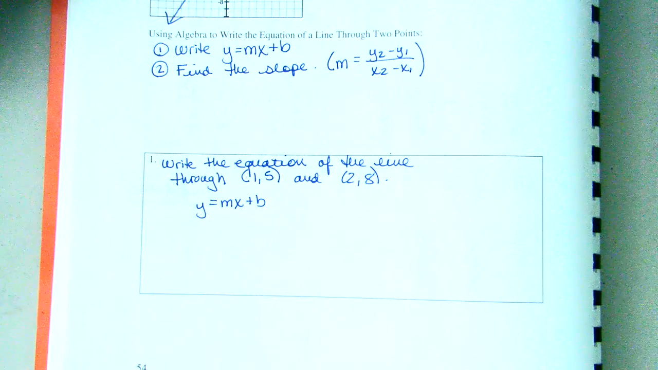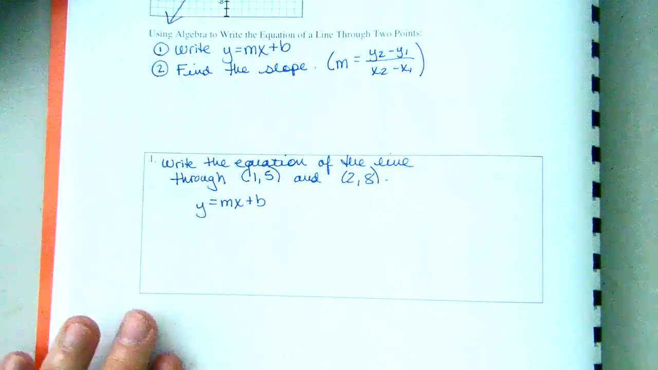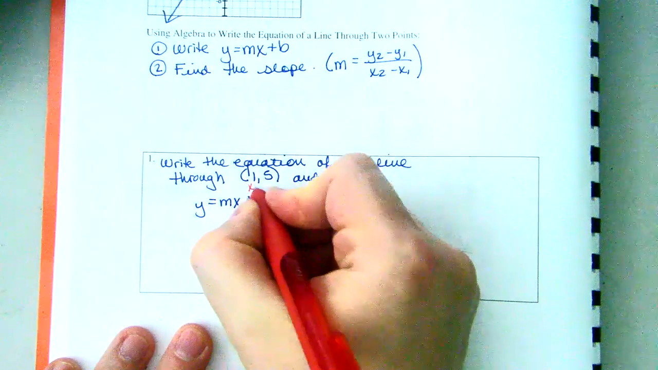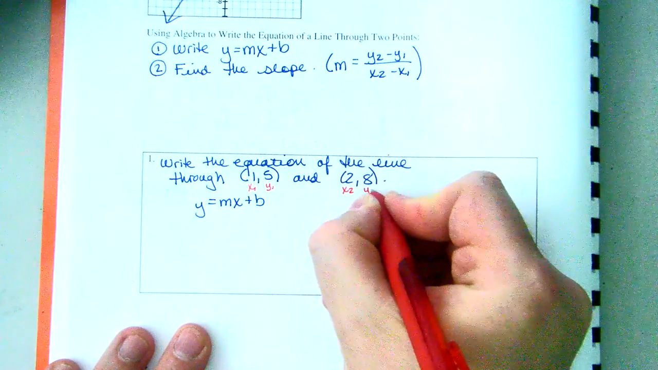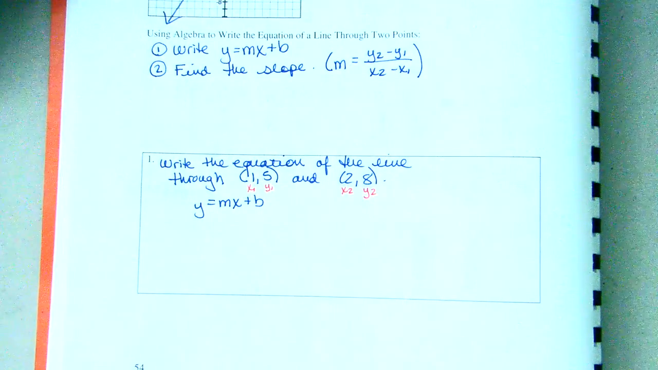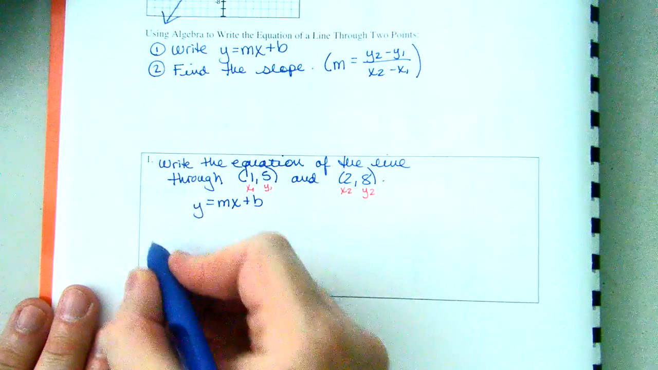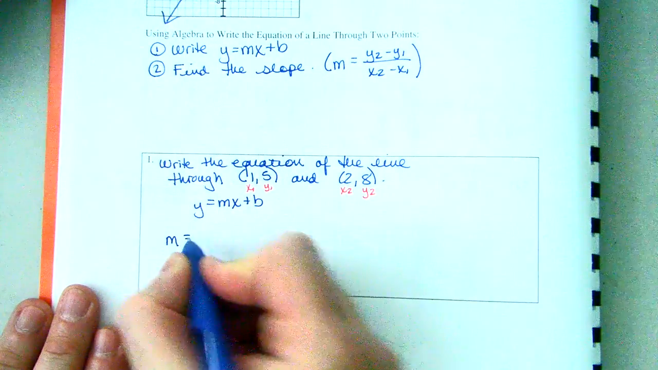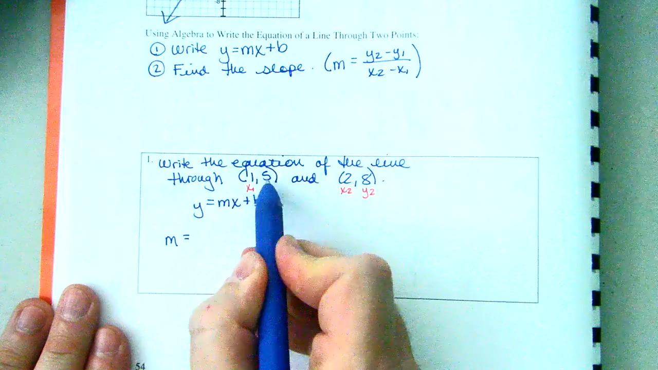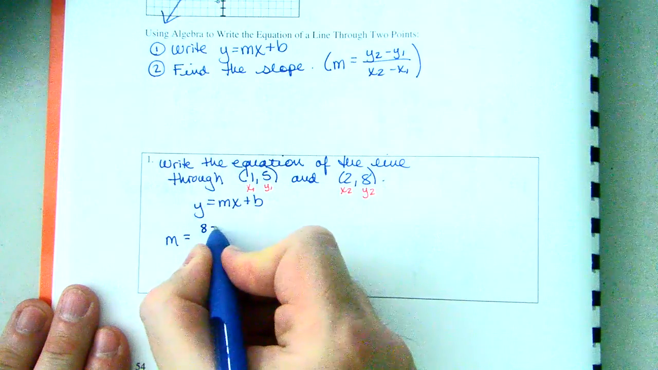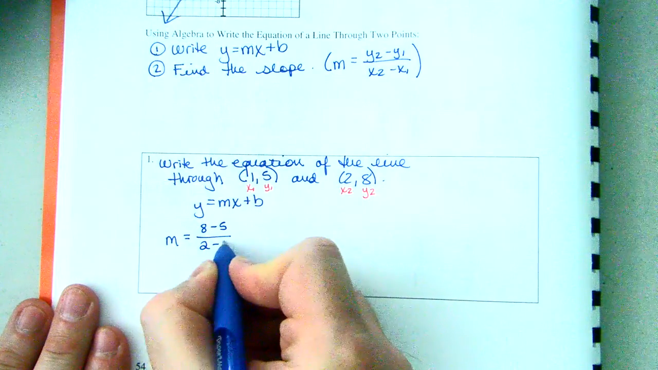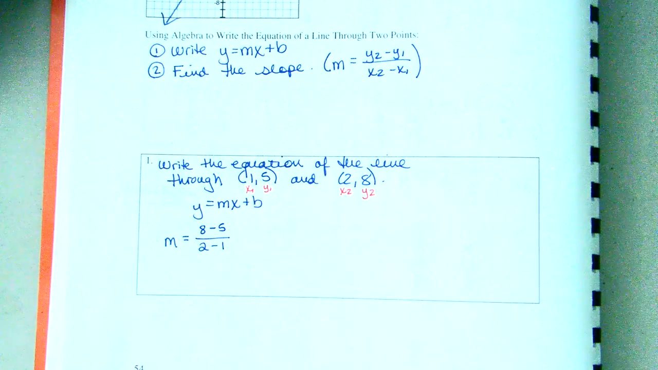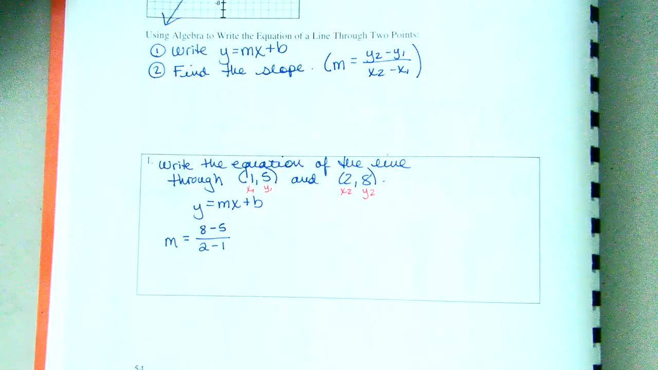Okay, so I need to find my slope. I'm going to label my coordinates: x1, y1, x2, y2, just like we did yesterday. Then we can say our slope, m equals y2 minus y1, 8 minus 5, over x2 minus x1, over 2 minus 1. Go finish that off and get me a slope.